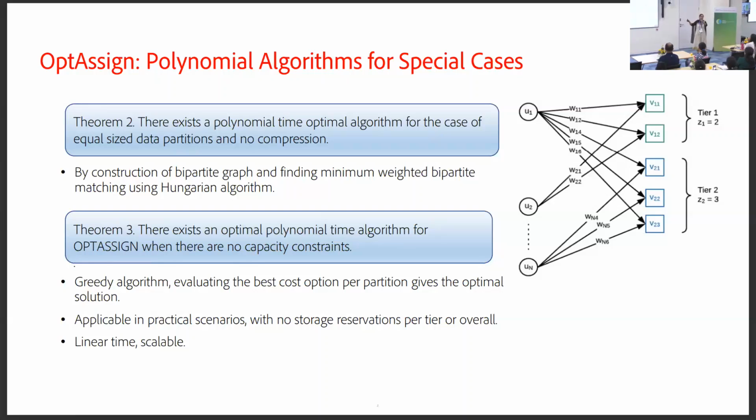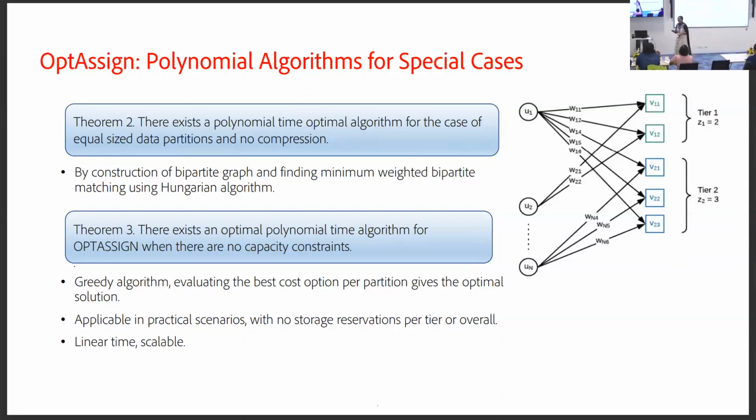Details, again, I'm going to skip because I know lunch is waiting. All right. The next simple case that we considered, which is actually the solution that became very important for us, is when there are no fixed capacity constraints.